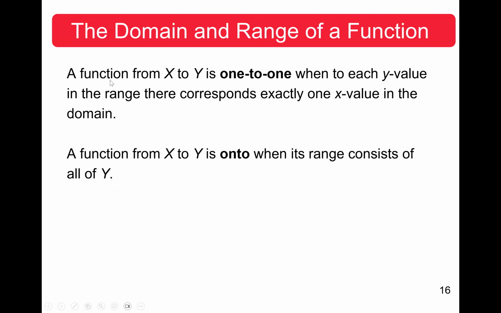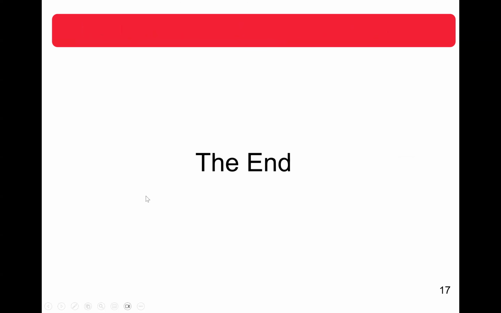So here we say a function from x to y is 1 to 1, which means each y value in the range corresponds to exactly one x value. So if x is 1, I get only one answer. I don't get two answers. If x is 10, y is 300, not 300 positive and 300 negative or any other value. So a function from x to y is onto when its range consists of all of the y.